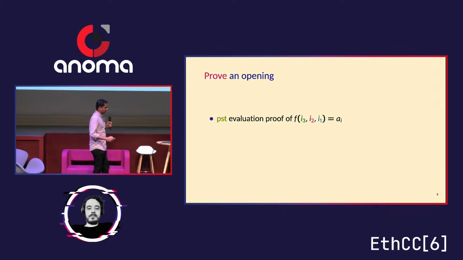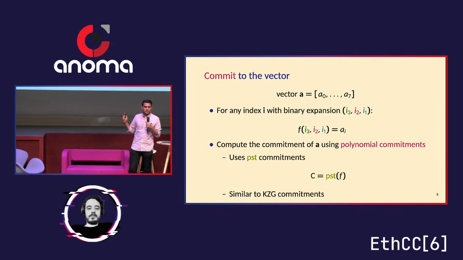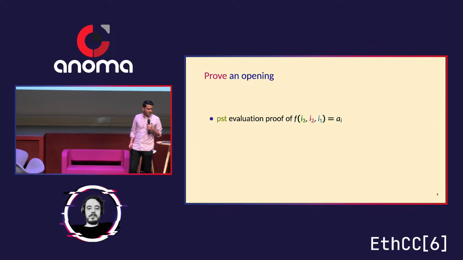So a proof of opening in this scheme is fairly straightforward. Once we have committed to the polynomial f, which is a multivariate polynomial, another key detail is that the polynomial f has 3 variables. This is logarithmic in the size of the vector. That's why in this example we have 8 elements in the vector, and that's why we have a polynomial of 3 variables. A proof of opening is just a simple evaluation proof. If we can evaluate f at these binary values, and we get AI out of it, then we can use the PST evaluation proof as the proof of opening.